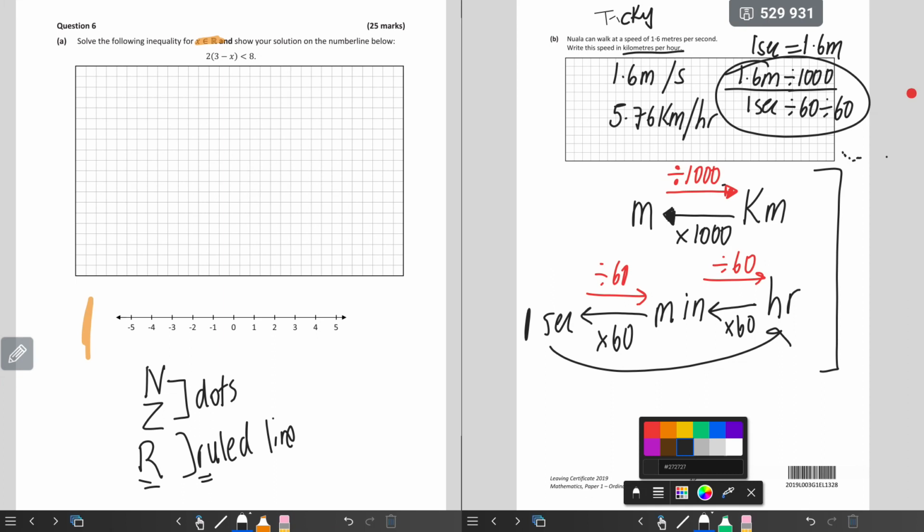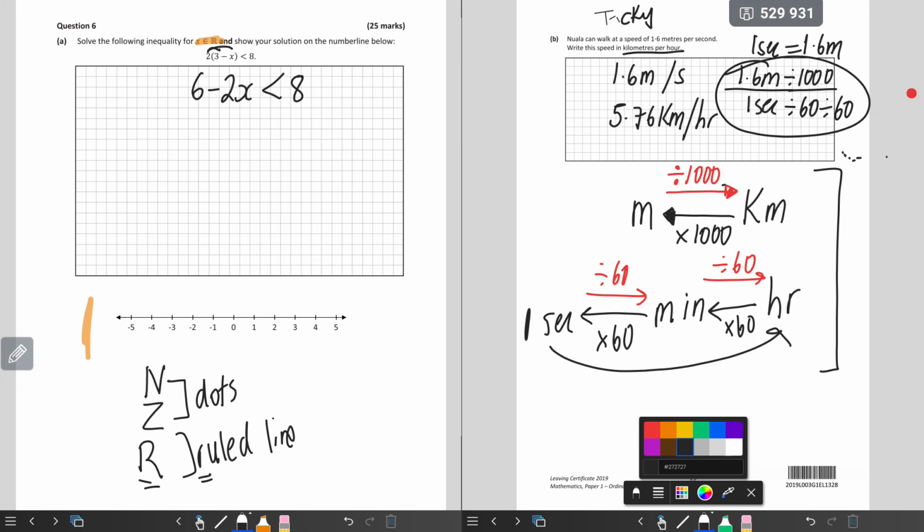What do you have there and what are you going to get rid of? What would you do? Brackets, good. So multiply out the brackets. So 2 times 3 is 6, minus 2x less than 8. Now when you're solving that, what way are you going to move it? You could move the 6 over.